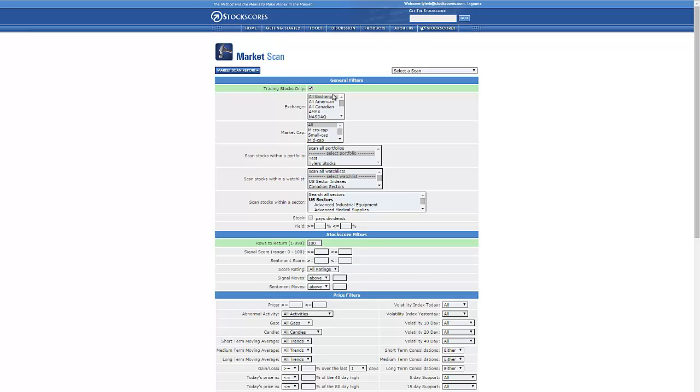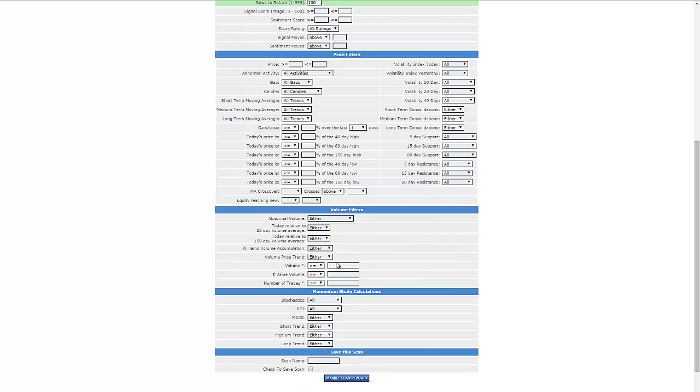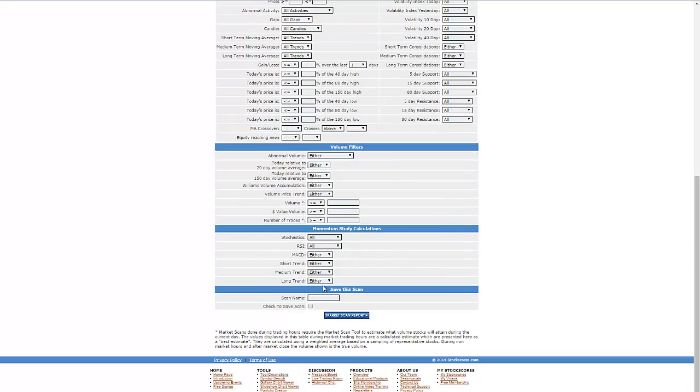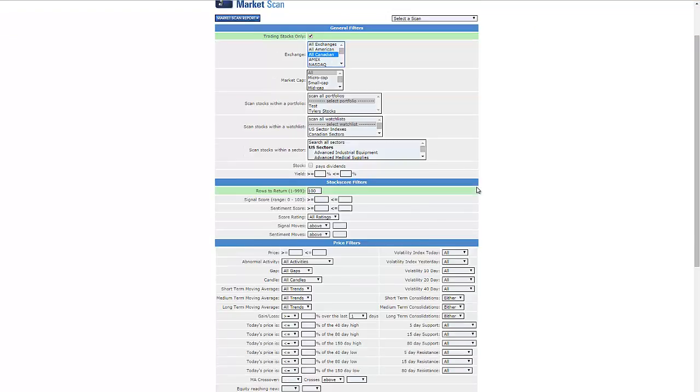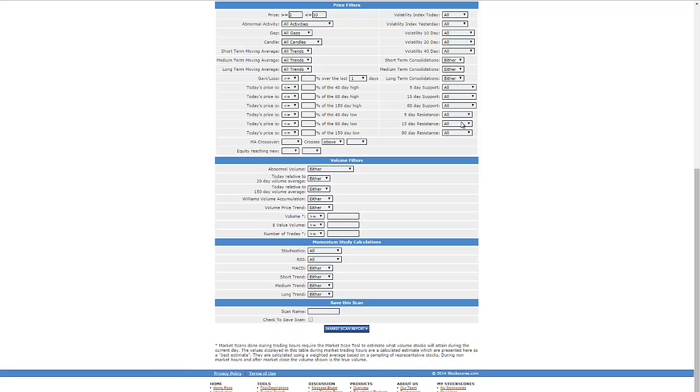Now, as I said, you can create your own scan. You go through, you set all the settings that you need to set, and then at the bottom you give the scan a name. So we could do a quick little scan here for all Canadian stocks with a signal above 80, a sentiment above 60, trading between $2 and $10, and breaking to a 15-day high breakout.